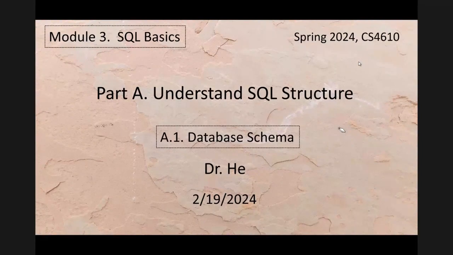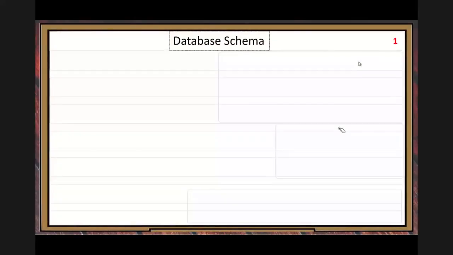First, basic concept, database schema. First, let's look at the history of database schema a little bit. So the meaning of database schema. The current meaning, just a database definition. People also call it schema. The definition part.